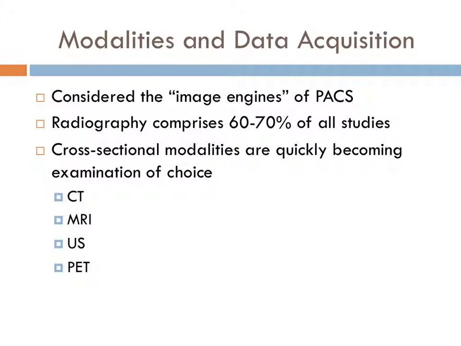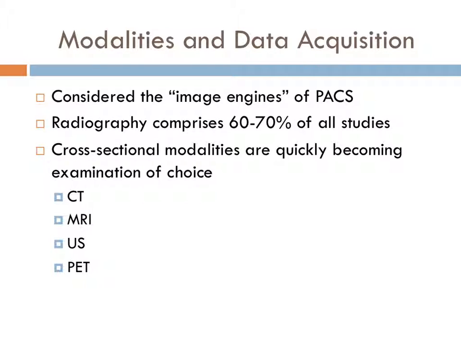Modalities are considered the image engines of PACS. So without modalities, we don't even have the pictures that we would need to put on PACS. Radiography comprises 60 to 70% of all PACS studies. Cross-sectional modalities are quickly becoming the examination of choice. And as we've discussed a little bit earlier, cross-sectional modalities include CT, MRI, ultrasound, and PET.